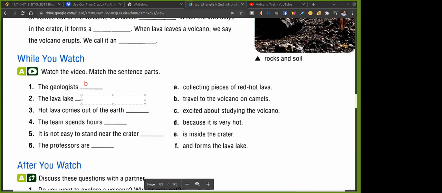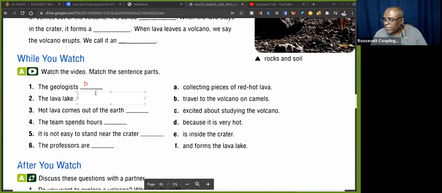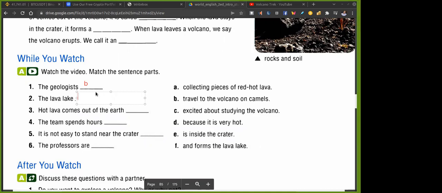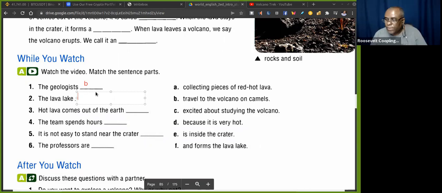The lava lake is inside the crater. Lava lake inside the crater. Crater, yeah. Letter E.